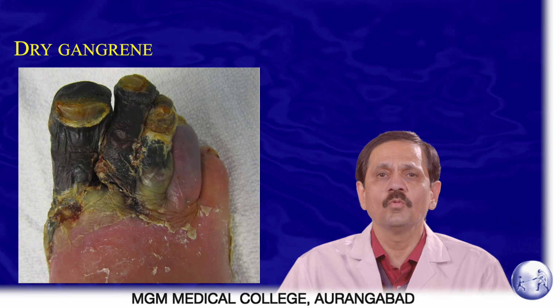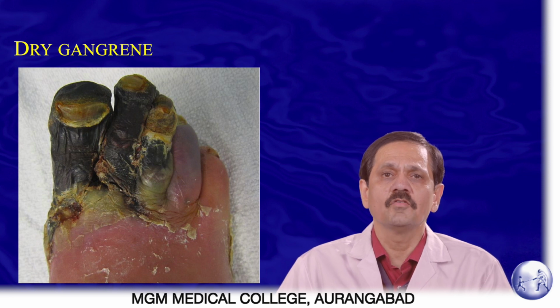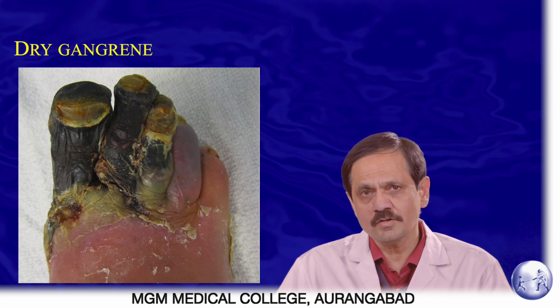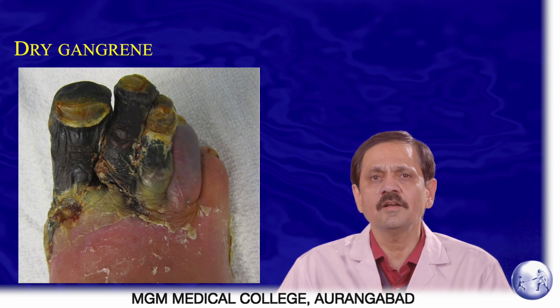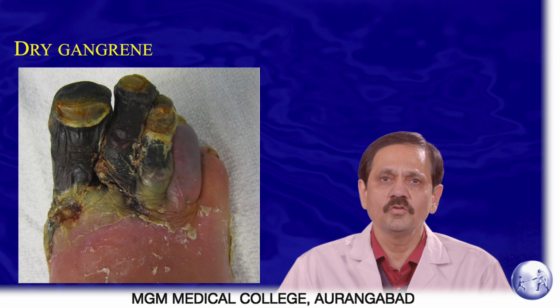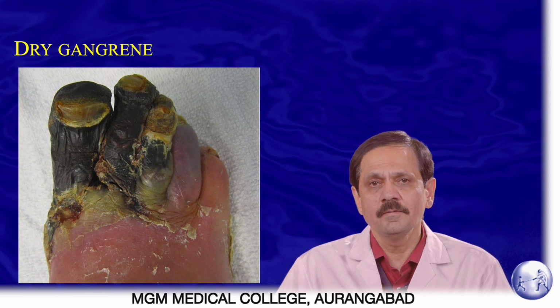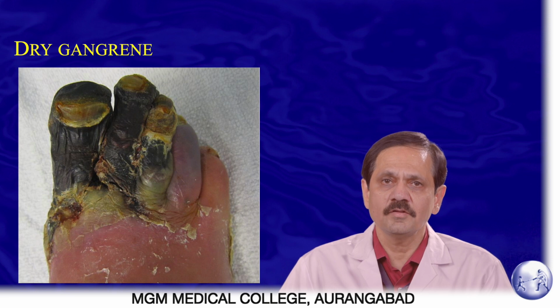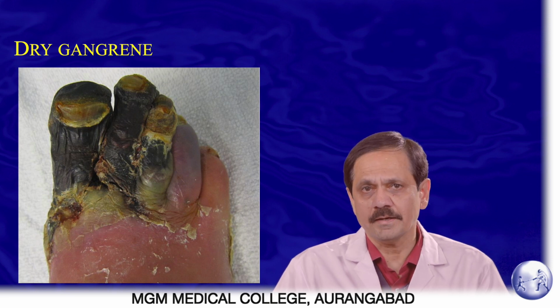In limbs, what is most commonly seen is called the senile type of gangrene, which is commonly seen in old age. The common reason behind it is atherosclerosis. This atherosclerosis leads to decreased blood supply to the fingers or the extremities, and it leads to formation of gangrene.